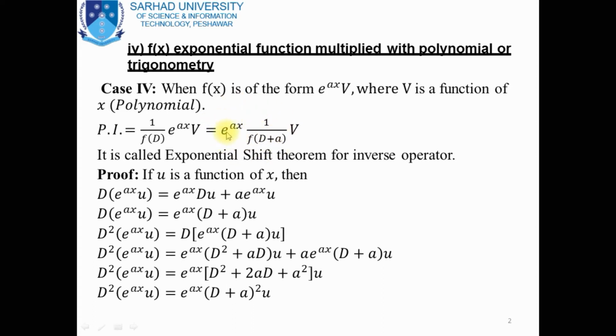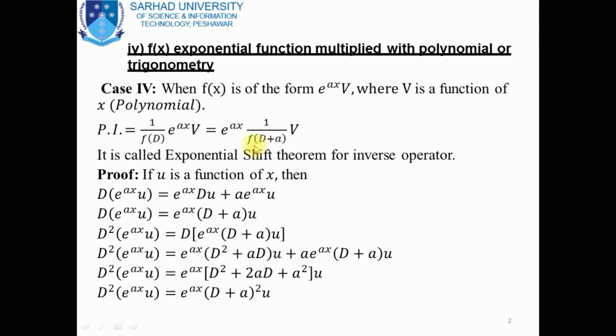Taking out e^(ax) and replacing D by D+a, multiplied by the v function, is called the exponential shift theorem for the inverse operator. 1 over f(D) is actually the inverse operator.